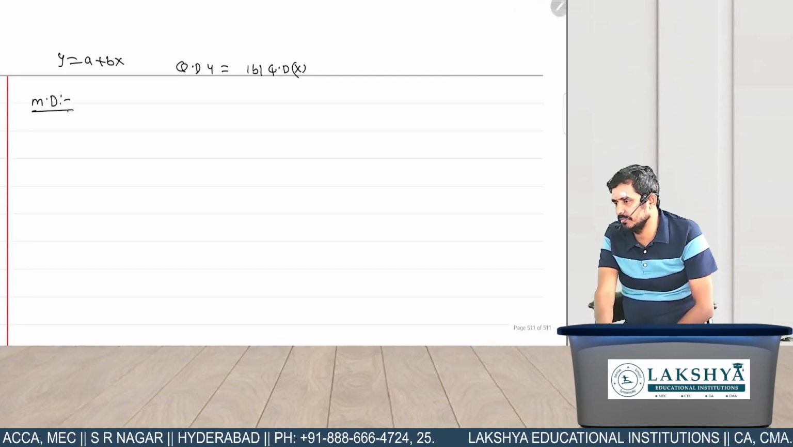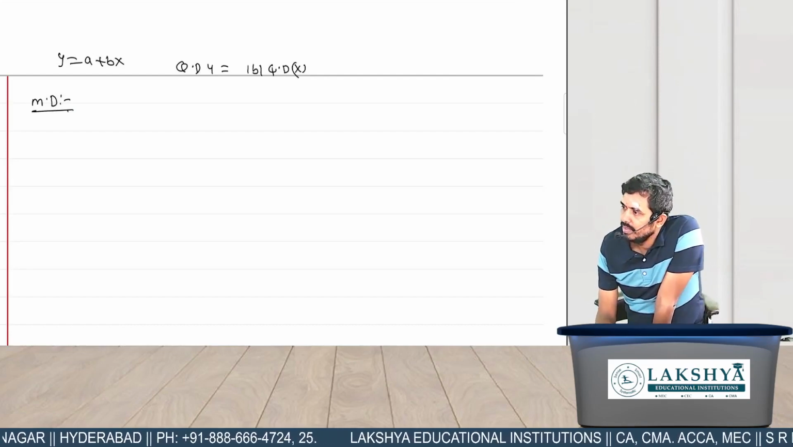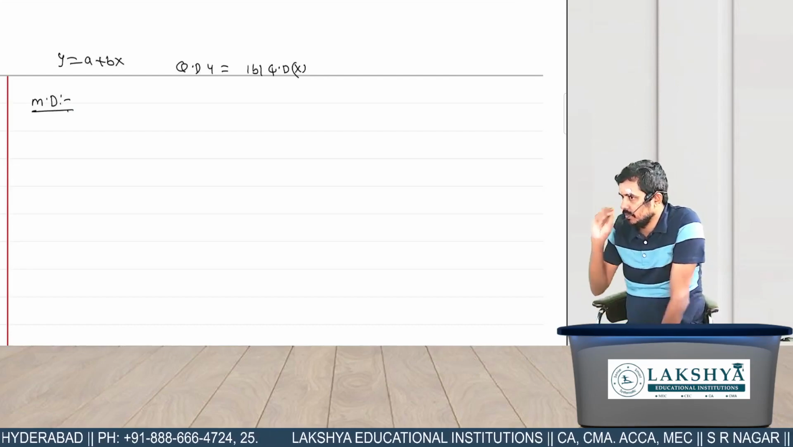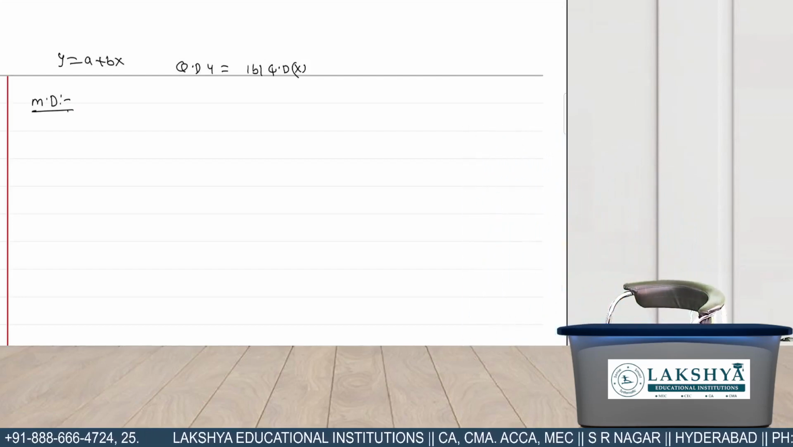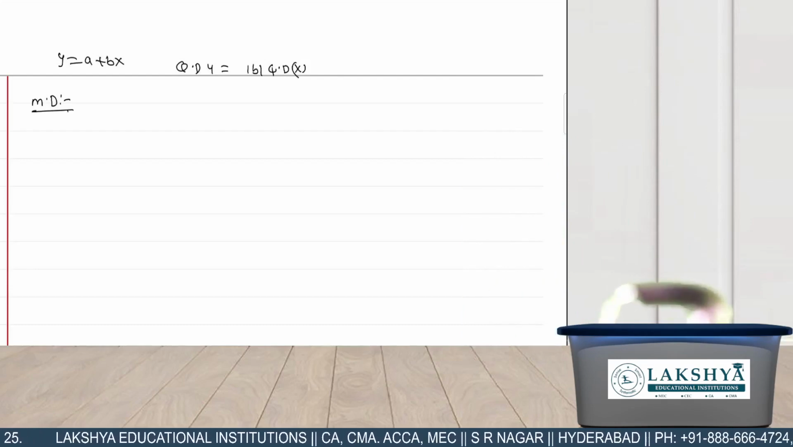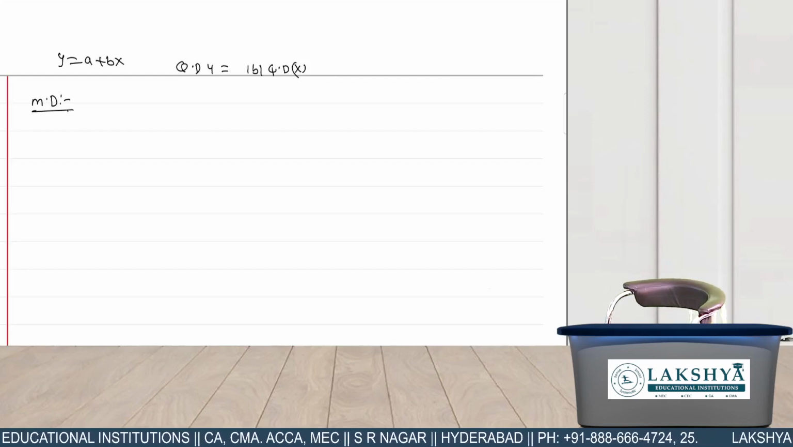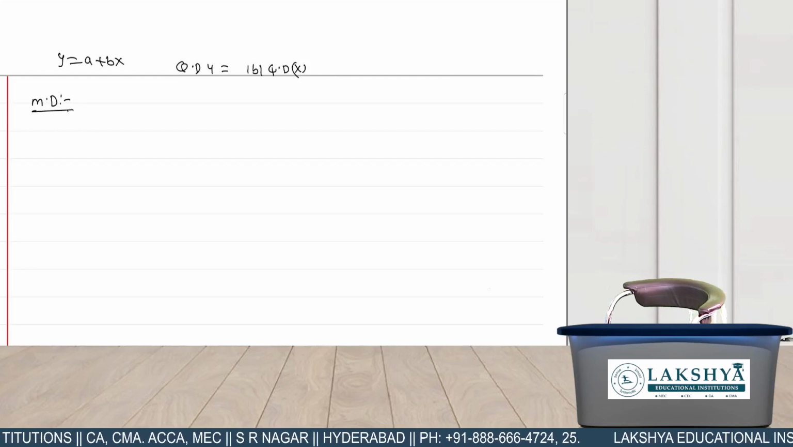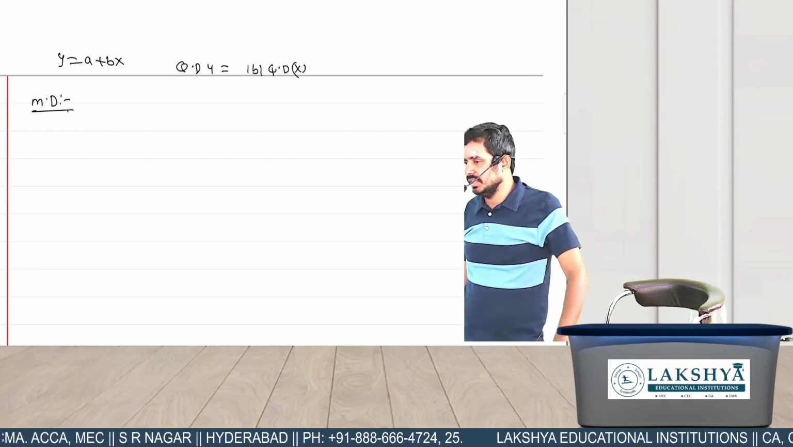Next thing is mean deviation. Mean deviation is an absolute measure of dispersion. It depends on all items. It takes all observations. But range depends on 2 observations. Quartile deviation depends on the central 50% of observations. But mean deviation takes all observations. That's why it is a better measure of dispersion compared to range and quartile deviation.